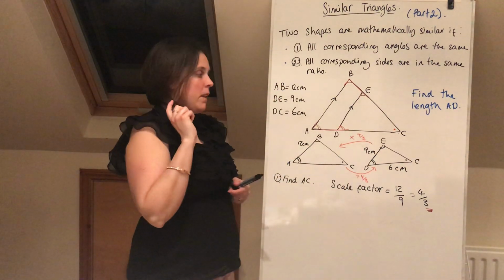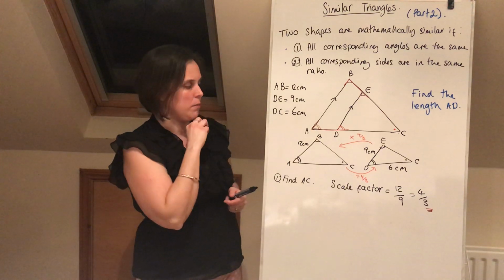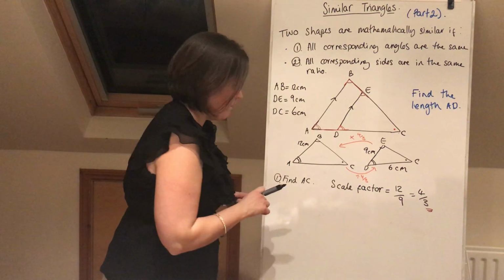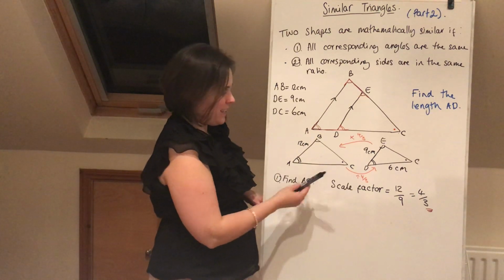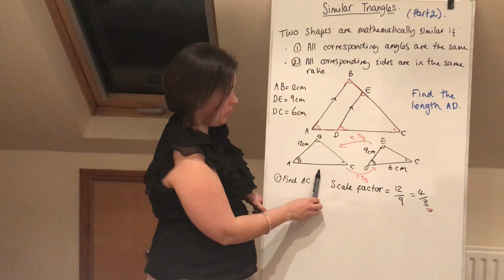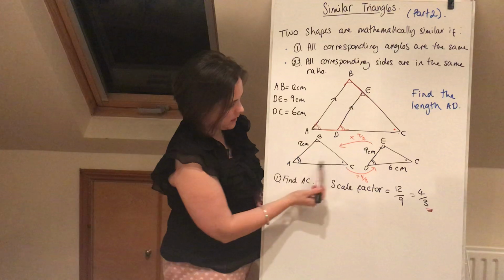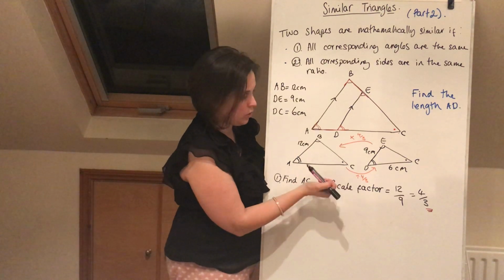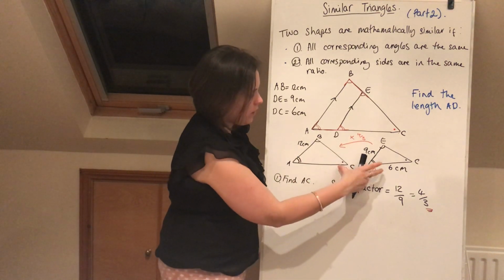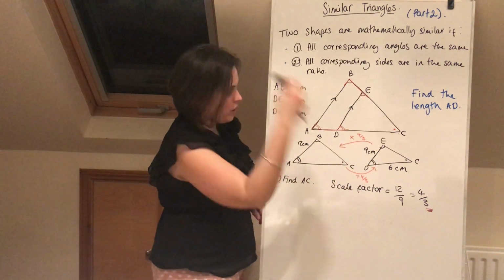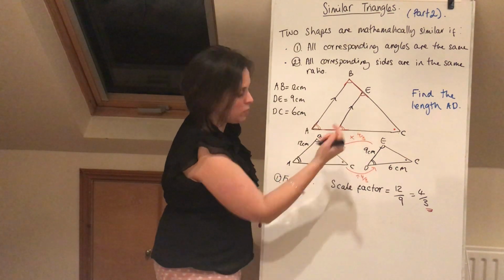So small to big, so you're getting bigger, you multiply, and if you're going from big to small, you divide. Now we have our scale factor. We want to find AC. That's a length on the bigger triangle. So which is the corresponding side? Well, AC is here, double line to dot, and DC is double line to dot here. So these are our corresponding sides. And if we want to go from the small triangle to the big triangle, we have to multiply.